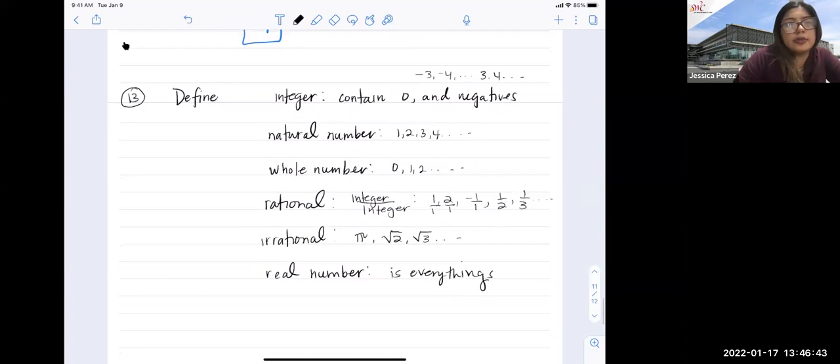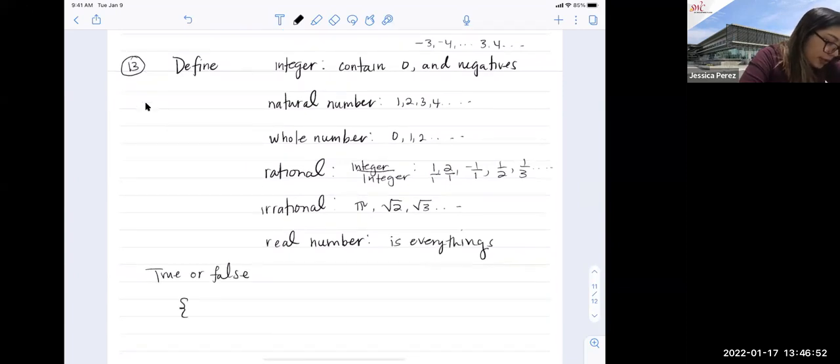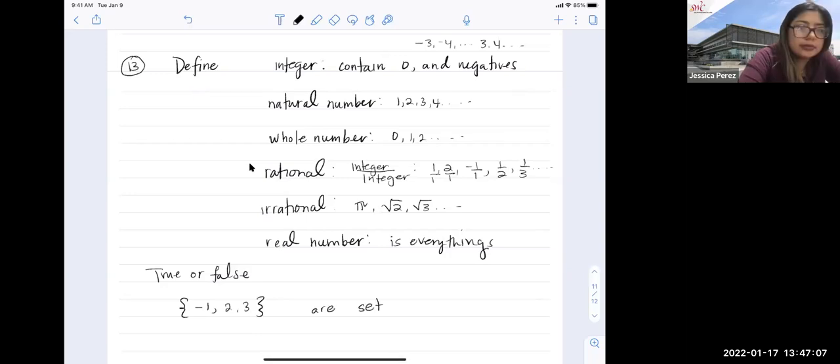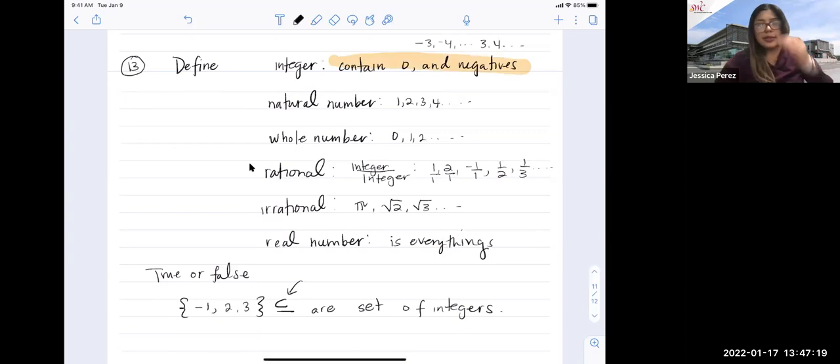So if I ask you whether something is true or false, and I'll say, let's say this: -1, 2, 3 are sets of integers. Well, is that true or is that false? Well, integers contain 0 and negatives. Yep, that's true. So it is a set. Yes or no? Okay.